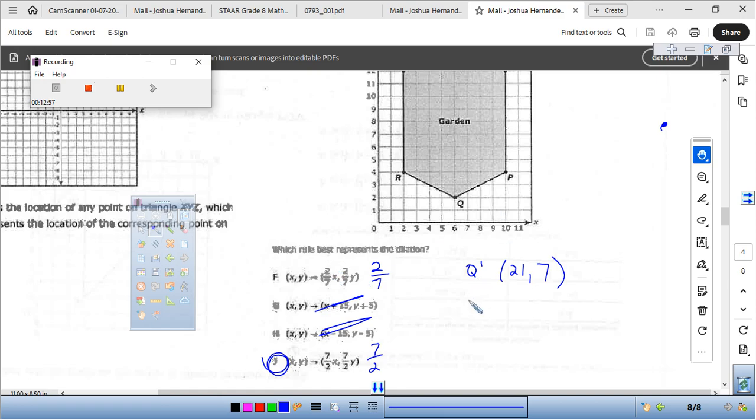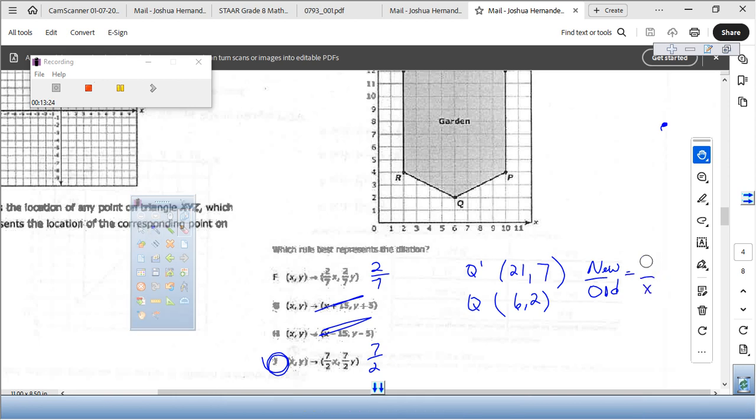So remember, it's new over the old. The original Q is 6, 2. Hold on, guys. So this one, don't forget, it's always going to be the new over the old, all right? I always go the new over the old. Now, new what? You compare. You want to do x prime over x, or if you want to do y prime over y.